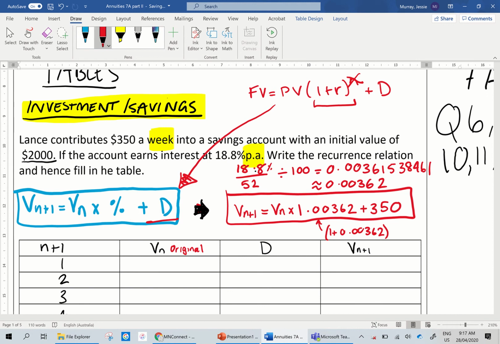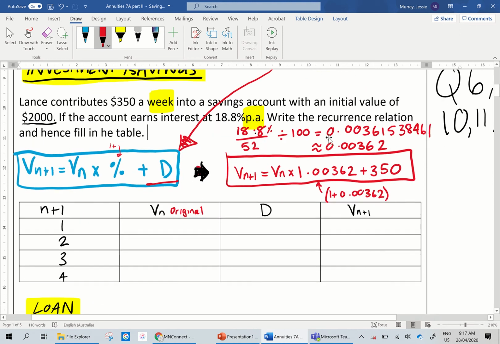Written for this question. That is definitely something you need to know how to do. So the big thing is just remember this formula and just remember your percent. You need to do 1 plus when you're putting that value in. Okay, now we have the recurrence relation. They just want us to fill in this table.